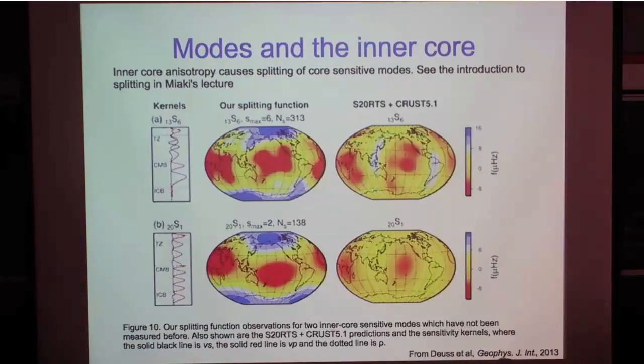Yes. So I think Barbara really wants to say something. So if you were to show a splitting function for a mantle mode, right, you would see something that looks like on the right-hand side, right? You would see a C22 S22 pattern mostly, not the C20 pattern.